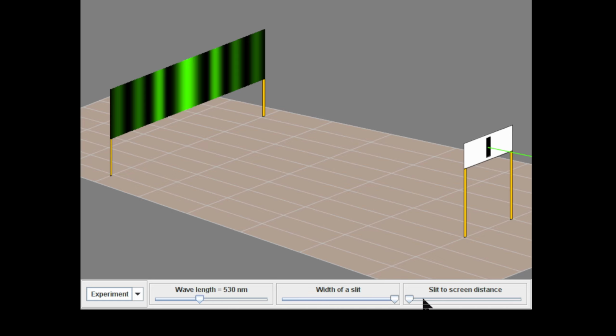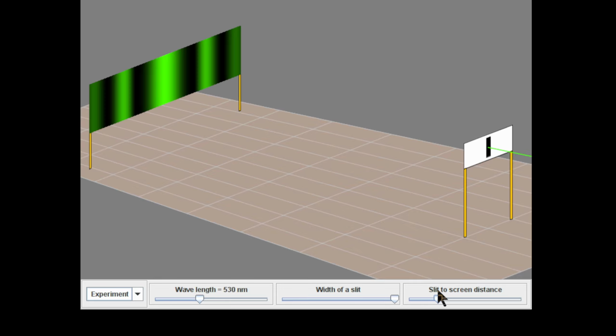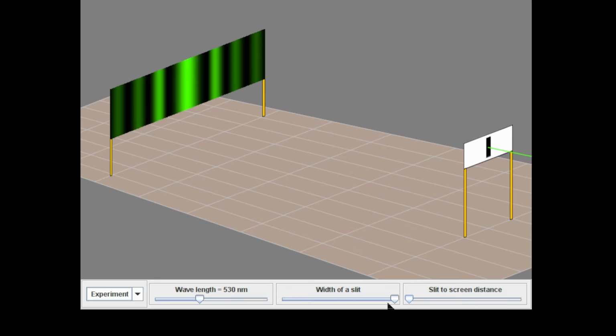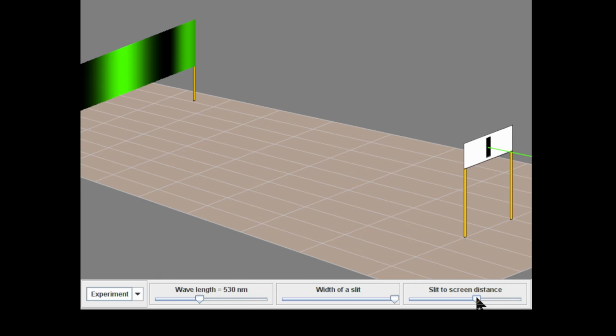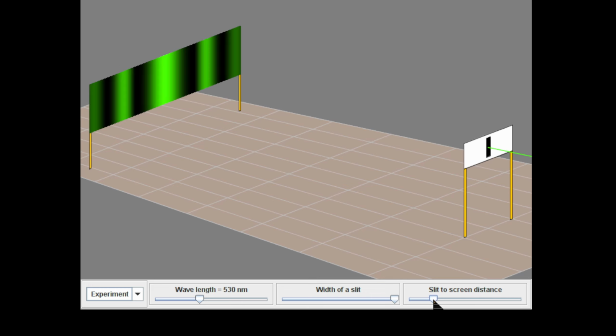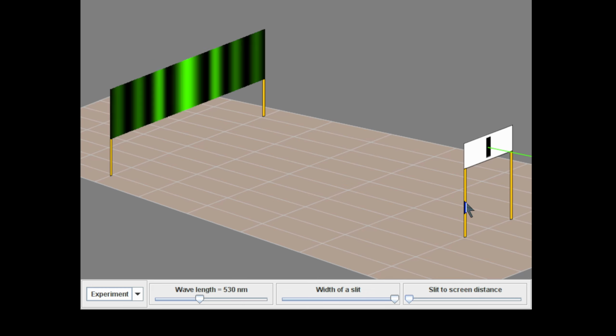And then you can also change the distance to the screen, and that's kind of obvious. If you move the screen farther away or closer, as you move it farther away, it's going to spread out more. And that's just because the distance from the slit to the screen has increased. So this is a quick demonstration of diffraction. We'll get into the equations later. For exams like the MCAT, this is all you need to understand, not the detailed math.